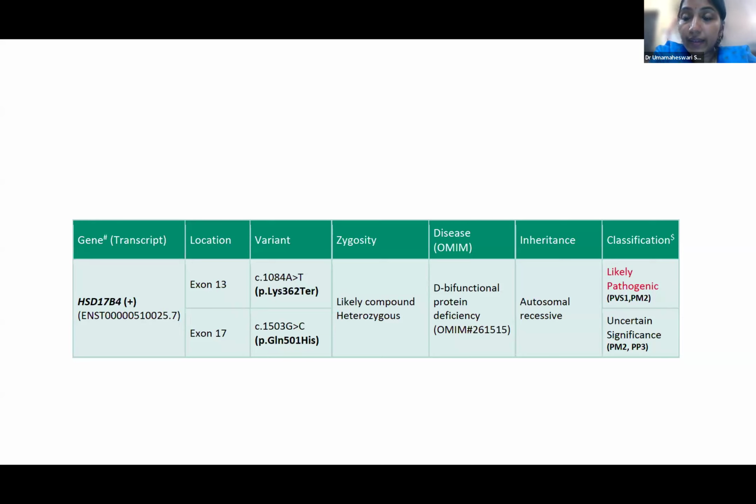But at least you should establish the diagnosis so that you could offer prenatal testing in the next pregnancy. You need to do gene variant testing for both the parents. It is also a good idea to get the plasmalogen levels for the baby, to see how the plasmalogen levels are.